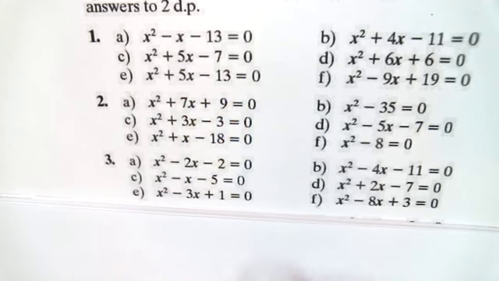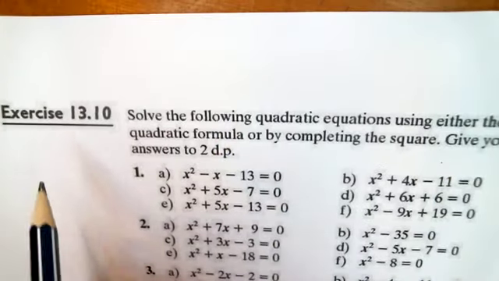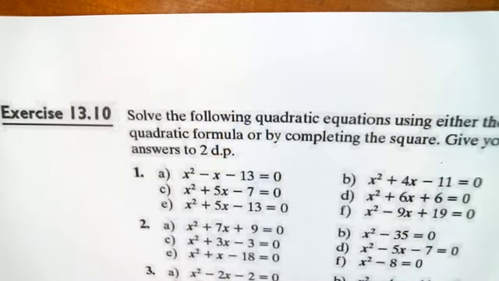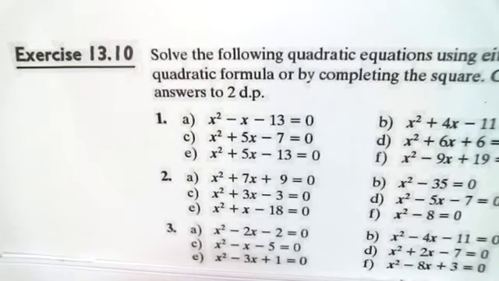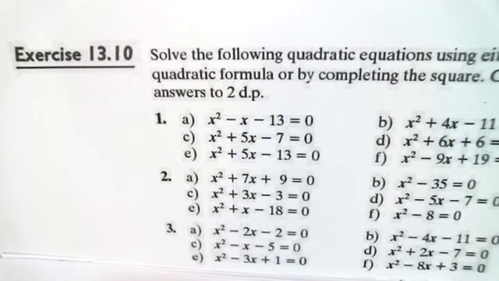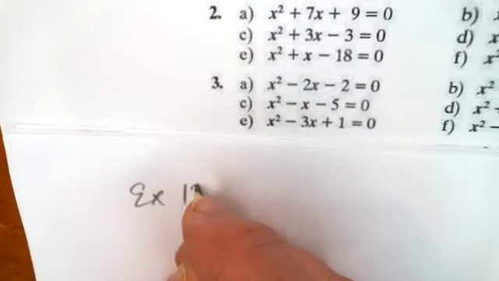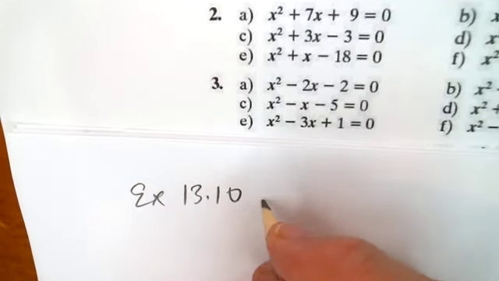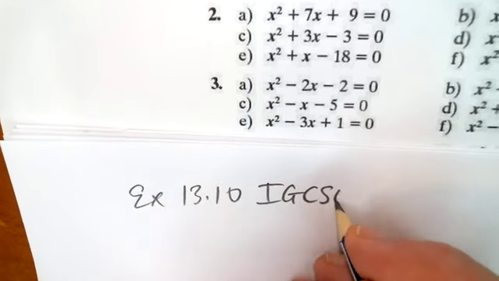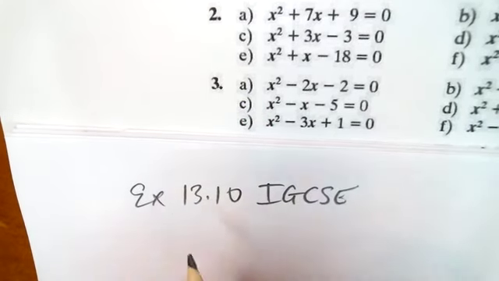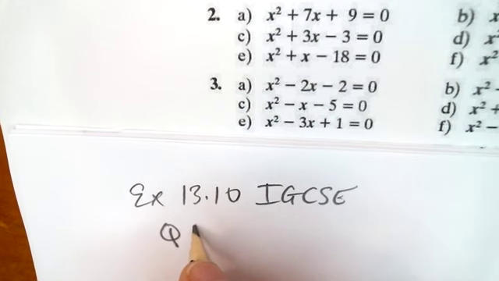All right, let's have a look at the IGCSE exercise 13.10. They call it 13.10. So exercise, let's write it in 13.10. And that's the IGCSE Year 11 stuff. We're going to do the question 3.